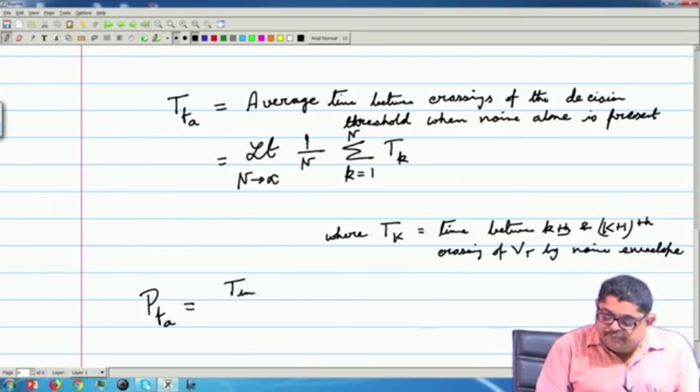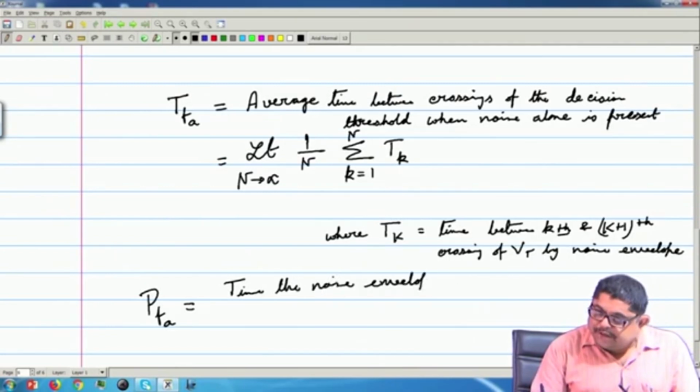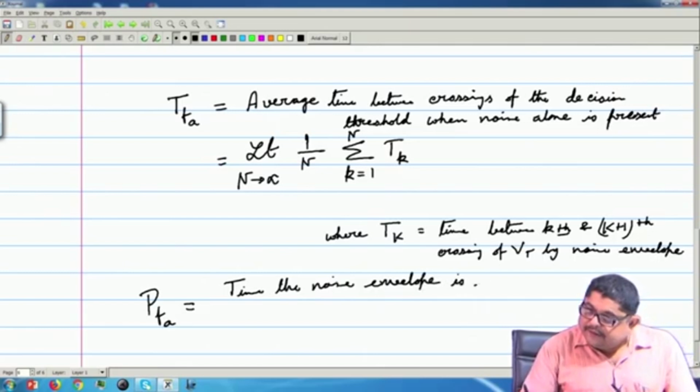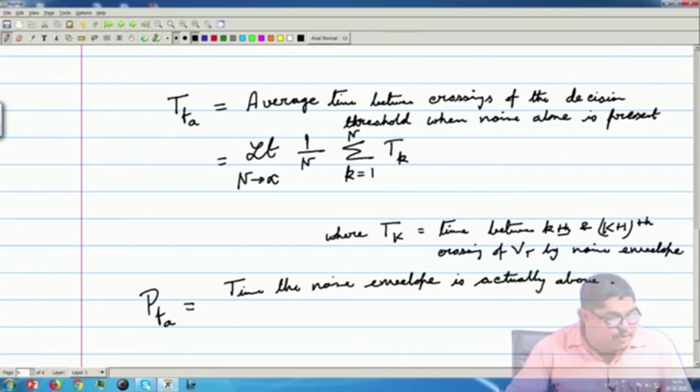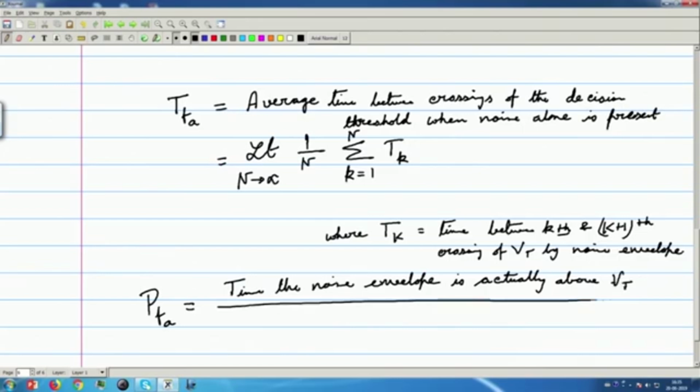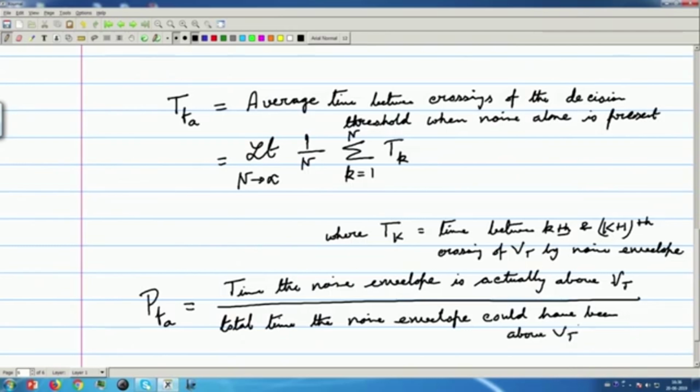So, I can say time the noise envelope is actually above V t by total time the noise envelope could have been above V t. That is all.